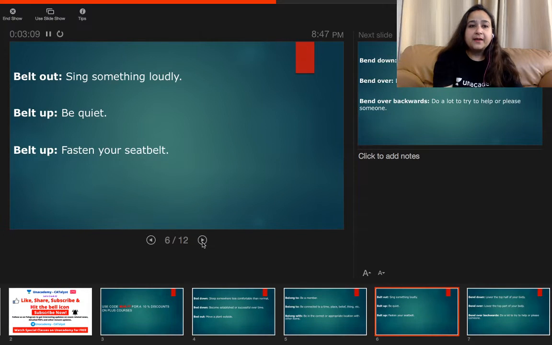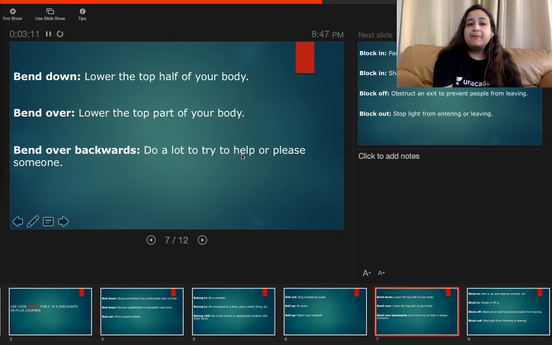Okay, then bend down. Now bend down is to lower the top half of your body. So you bend down to pick up the paper that has fallen, or you bend down to pick up your shoes, you bend down to pick up something that is on the ground, lower than you.